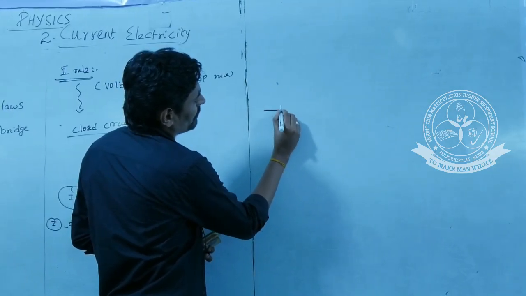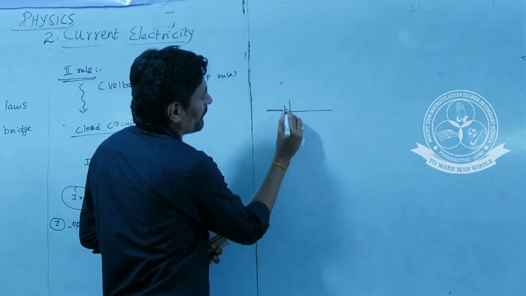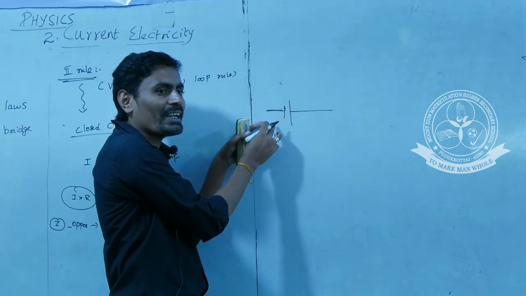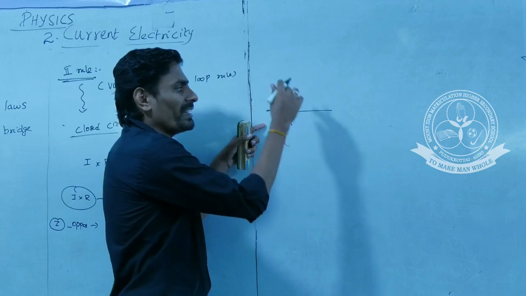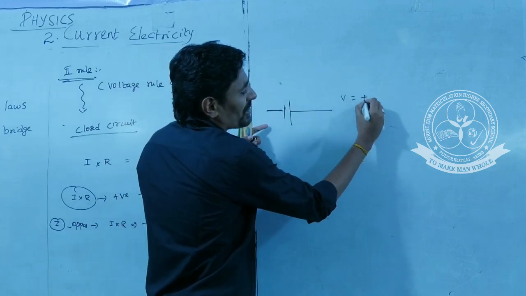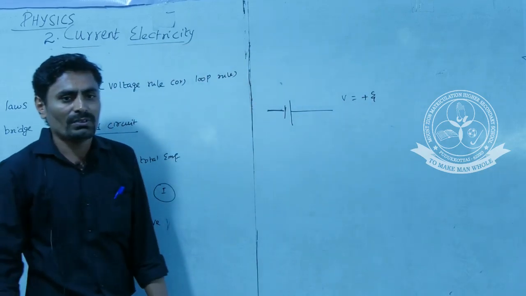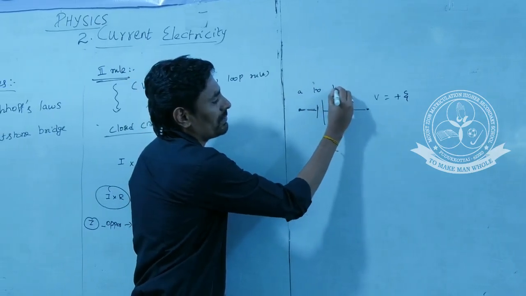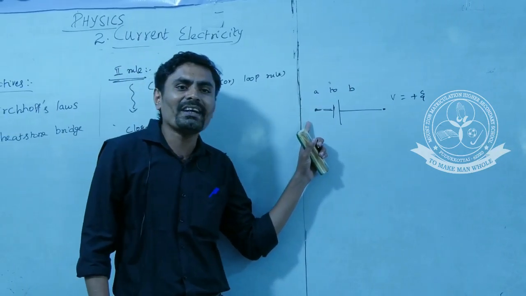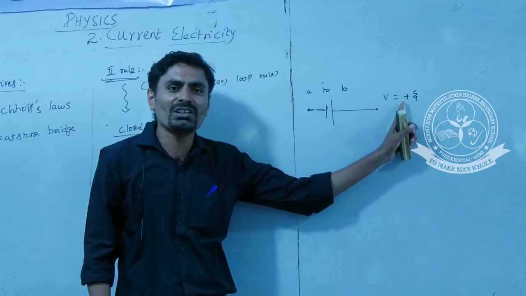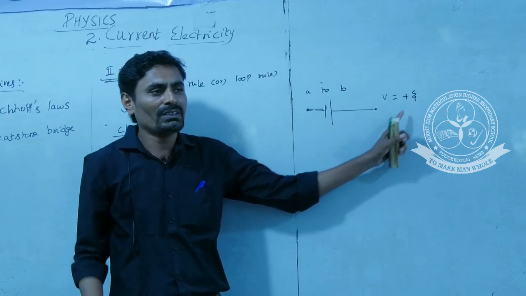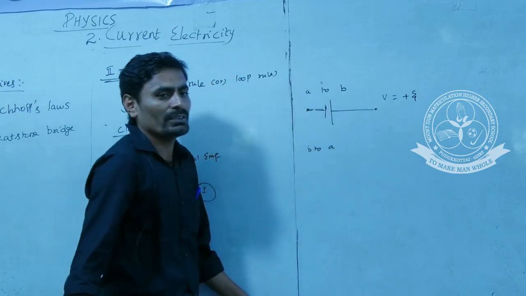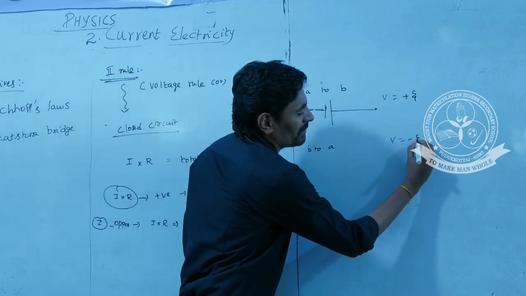Suppose we go from the negative terminal to the positive terminal. The EMF proceeding from the negative terminal to the positive terminal is taken as positive, that means A to B. If it goes the opposite way, that means B to A, we take it as negative.